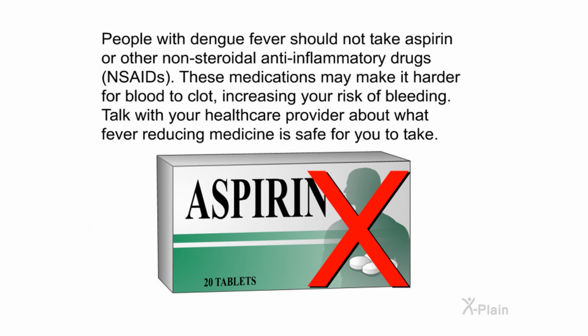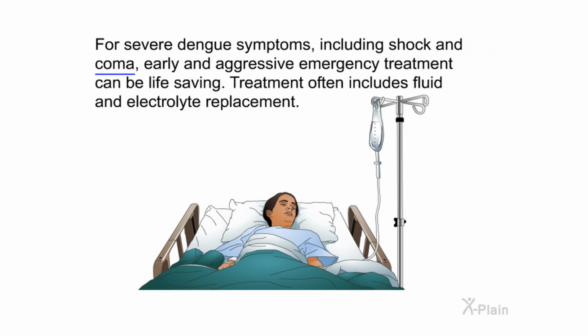People with dengue fever should not take aspirin or other non-steroidal anti-inflammatory drugs, NSAIDs. These medications may make it harder for blood to clot, increasing your risk of bleeding. Talk with your healthcare provider about what fever-reducing medicine is safe for you to take. For severe dengue symptoms, including shock and coma, early and aggressive emergency treatment can be life-saving. Treatment often includes fluid and electrolyte replacement.